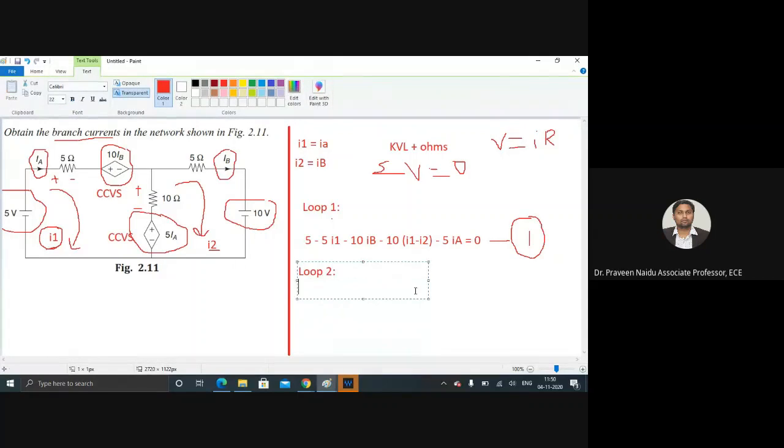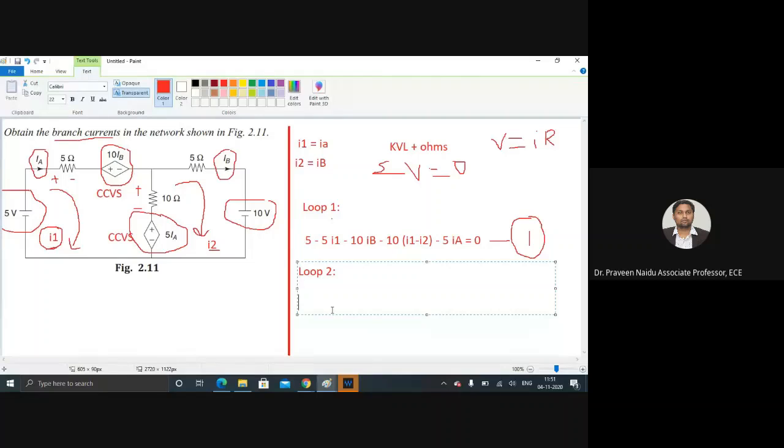While writing loop number 2, again we are going to do the same procedure for the mesh analysis. So we can start from the common branch. If you are moving clockwise, for 5 into IA we won't assign plus minus to any sources. Please remember this very important step. Many students make this mistake. For the dependent sources, they assign plus minus in clockwise symbols. We should not assign plus minus symbols to any sources. That is the logic we are going to consider.